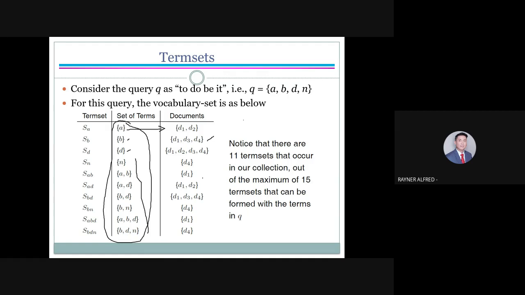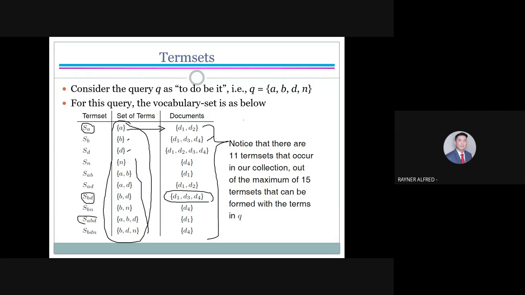Are you okay? Can you understand this? How do we get this? This one refers to all the documents that contain this term set. For example, BD exists in 3 documents: document 1, 3, 4.